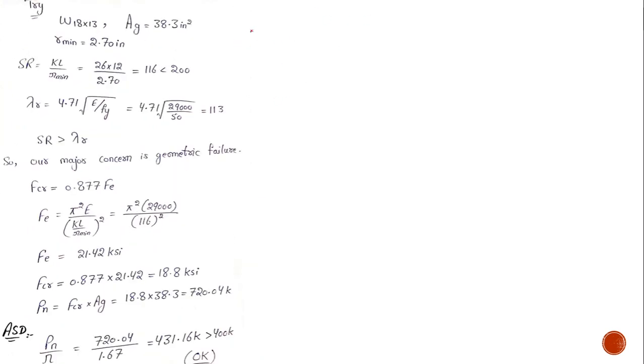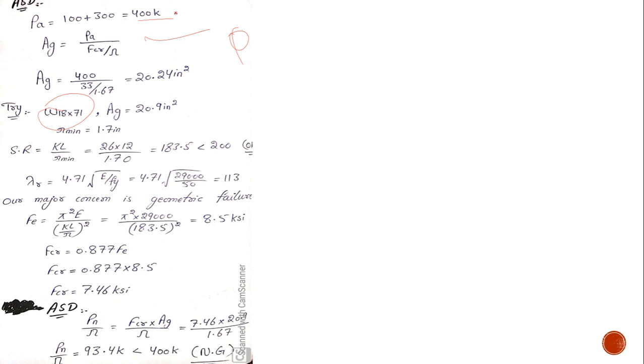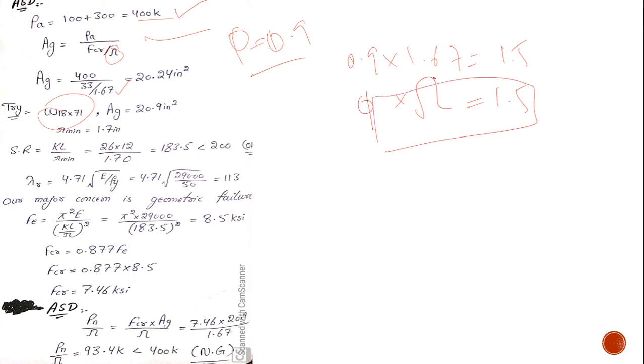Okay, my demand here is 400 kip, right? Because the load for ASD is 400 kip. Again, it's the same, it's very easy. Here this would be used, which is 1.67. In the last question it was 0.9. So you should know that 0.9 into 1.67 should be equal to 1.5. It means phi when multiplied with the factor of safety should give 1.5.